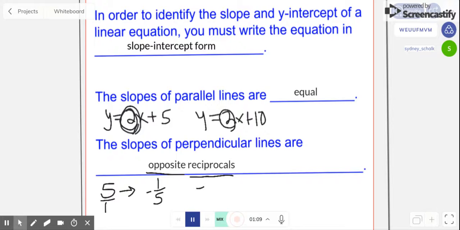If I had negative 3/4, well, opposite would make it positive, and when I flip it, it would be 4 over 3. So that would be its opposite reciprocal. If I had negative 1/6, well, opposite would make it positive, and when I flip it, it just becomes 6, or 6 over 1.